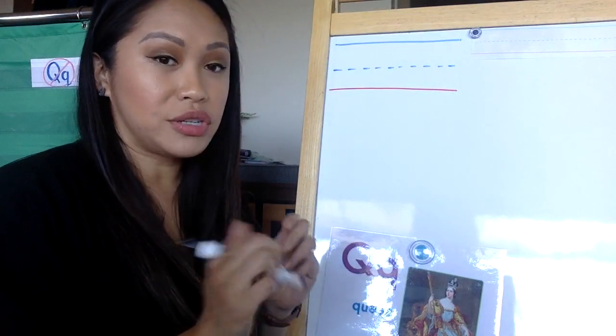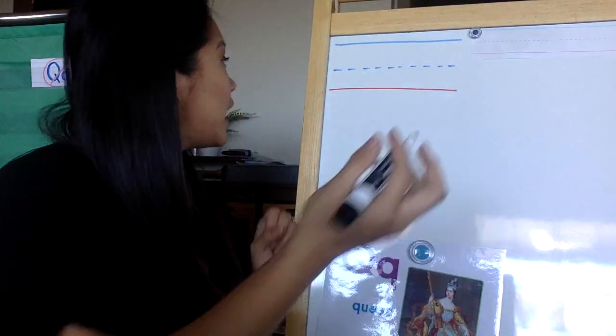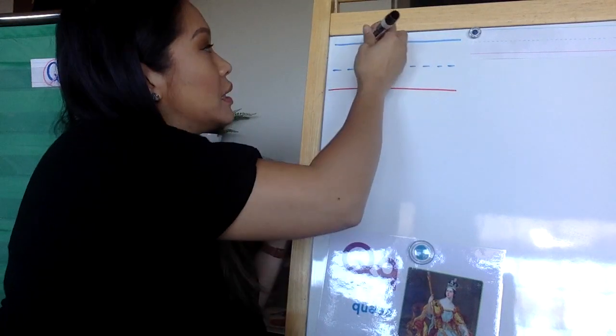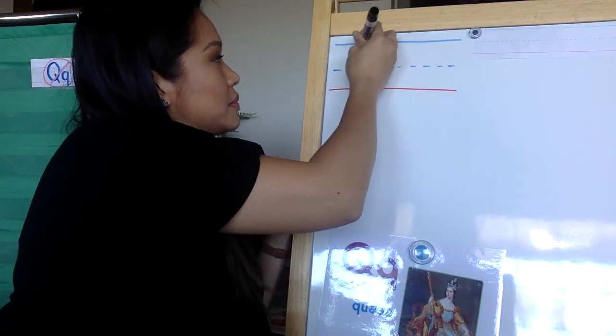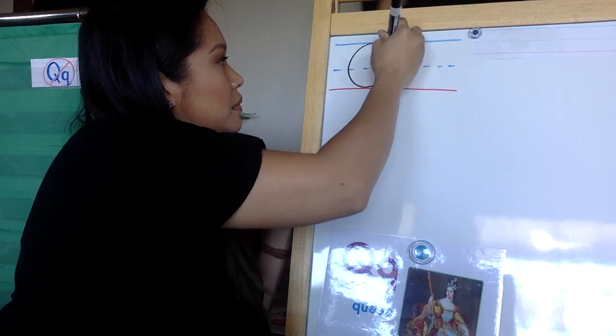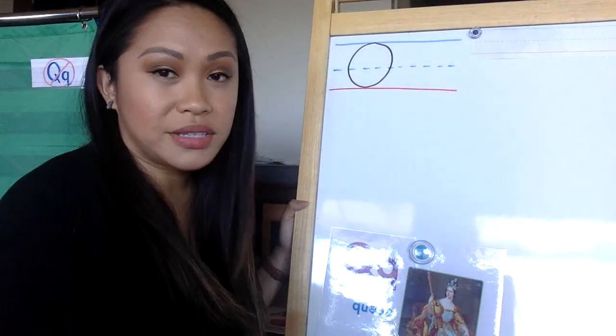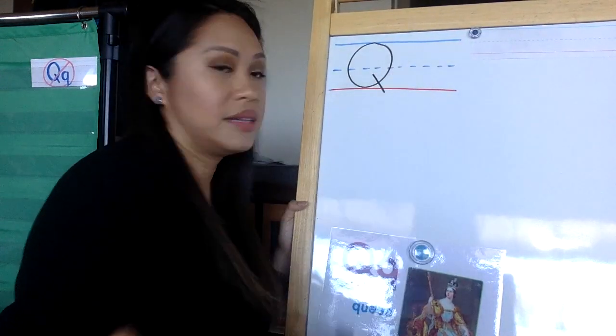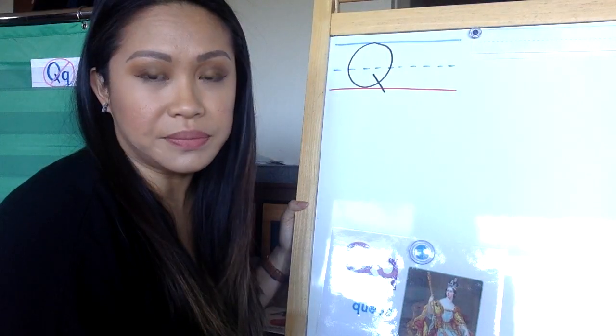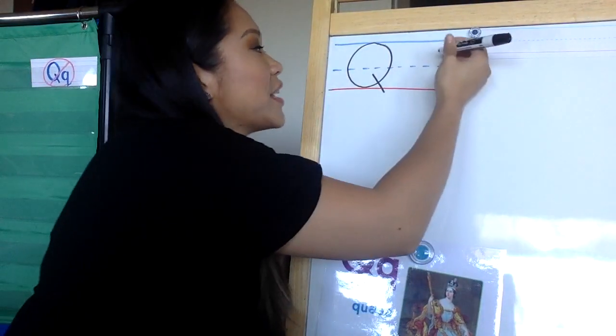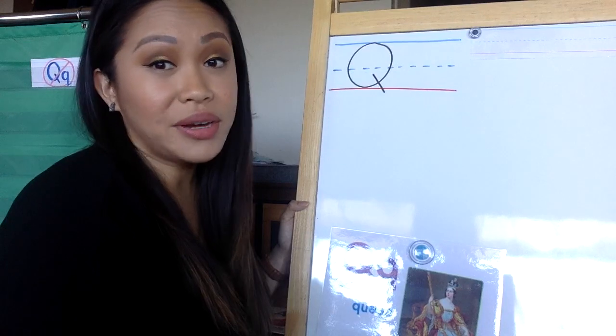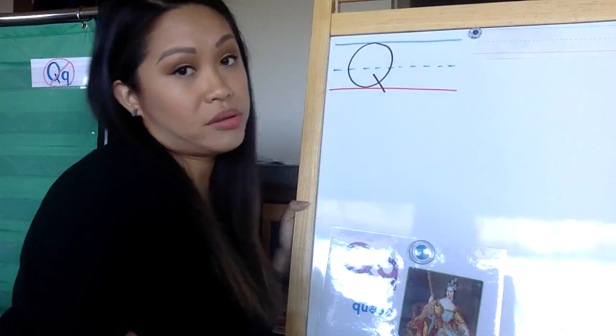So when we draw the letter Q, we have to start at the top, and we're gonna make a circle. After you make your circle, you're going to draw a line down, and that's the uppercase Q. Got it? Okay. Now when you're drawing your lowercase q, you want to start at the middle line.